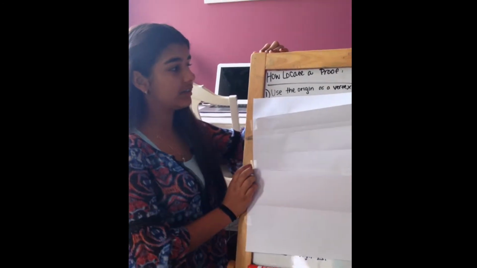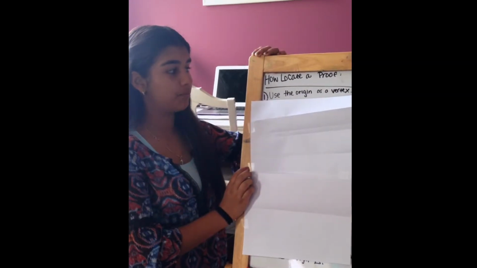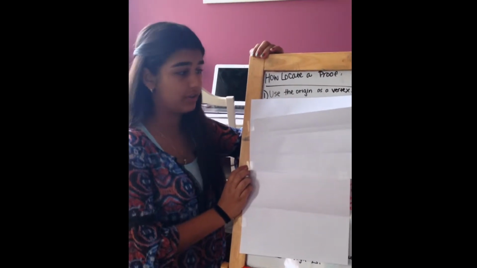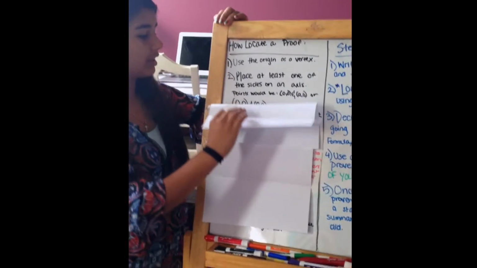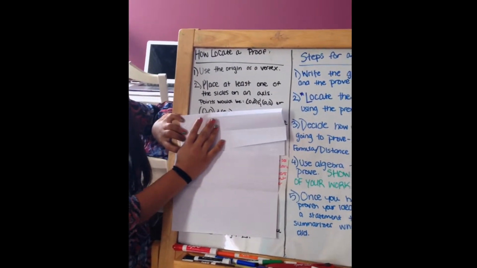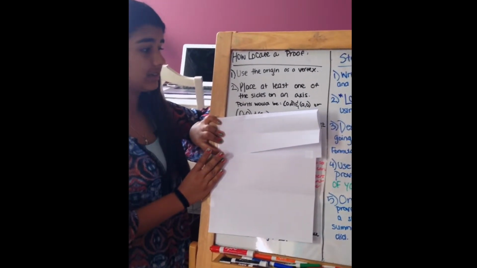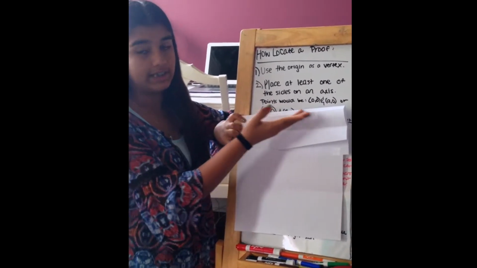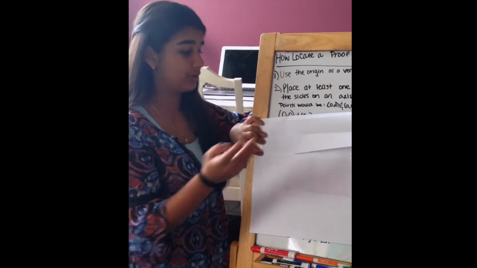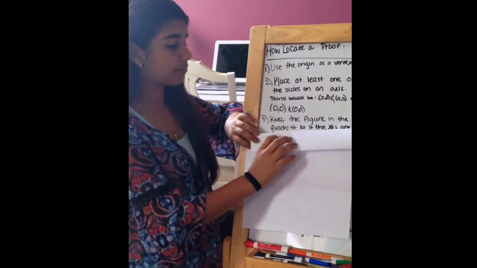So the first thing you do when you locate a figure is you should use the origin as a vertex, because that way you have 0, 0, and they're easy numbers to work with. The second thing you should do is place at least one of the sides on an axis. So the points would be 0, 0, and A, 0, or 0, 0, and 0, A. Again, you have zeros and they're easy numbers to work with.